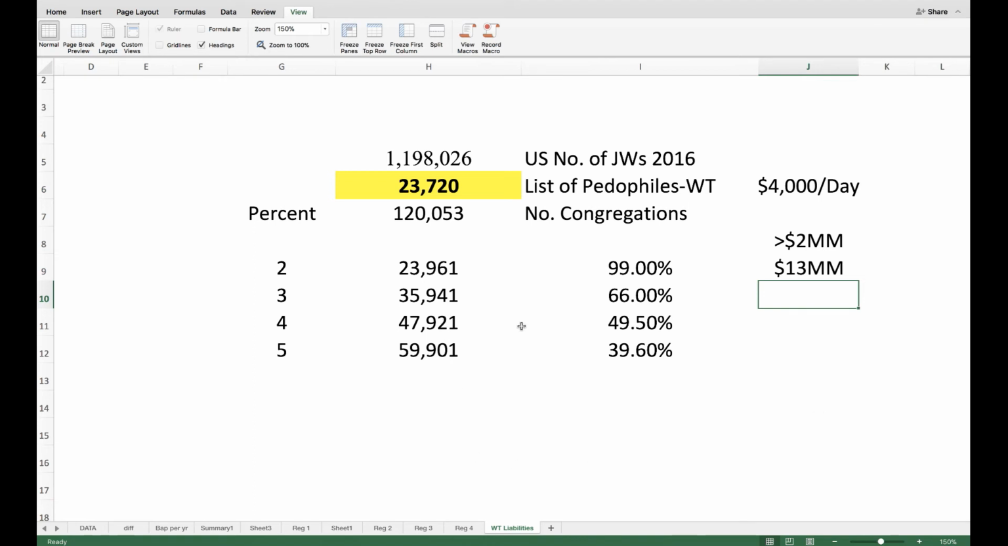At 4%, they've only captured 49%, and now 5% was the top that I found, that in society, it ranges between 1% and 5% of society are pedophiles. So that means that this list highlighted in yellow captures only 40%. Only 40% of the actual number of pedophiles in the Watchtower.